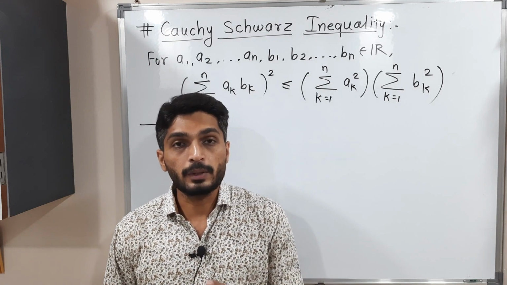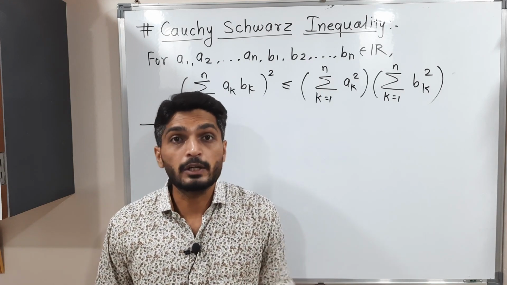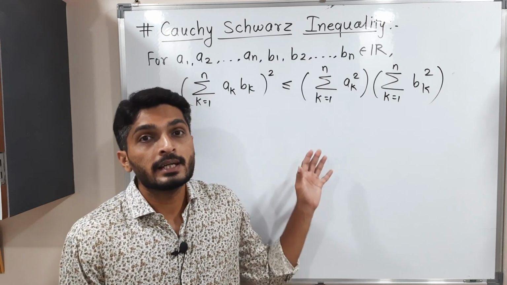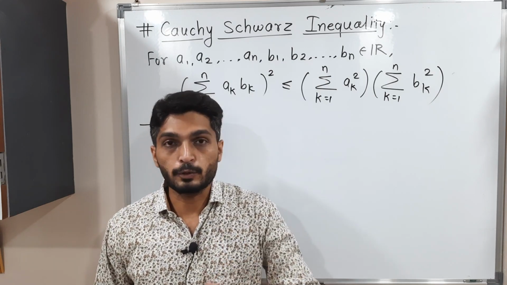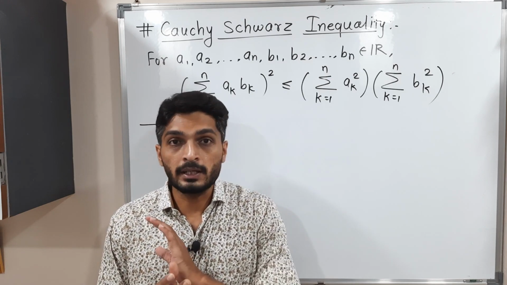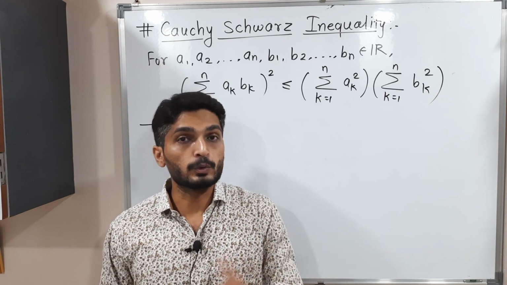What we have here are real numbers a1, a2, ..., an, as well as b1, b2, ..., bn. All these are real numbers, and for those real numbers we have to prove this inequality. So let us start to prove. We know that the square of any real number cannot be negative. That basic information I am going to use here to prove this inequality.